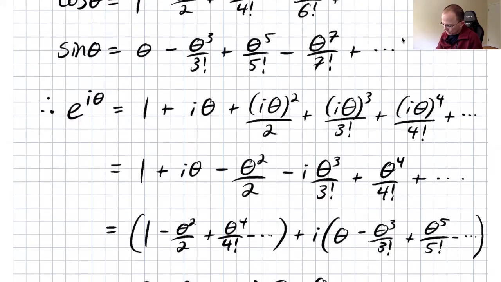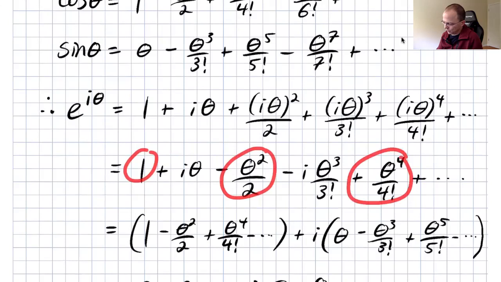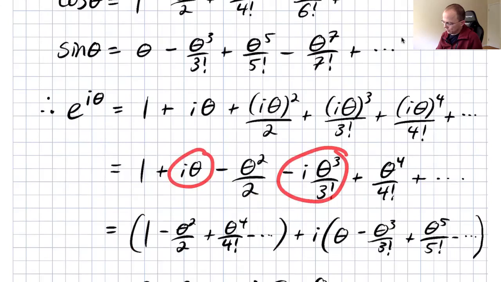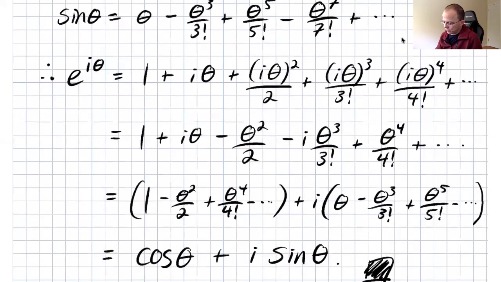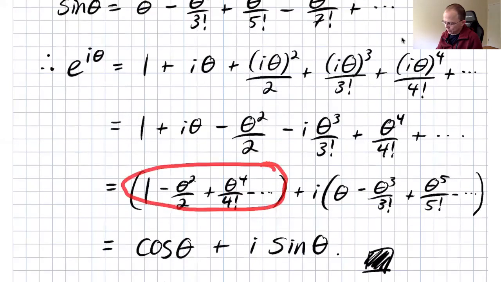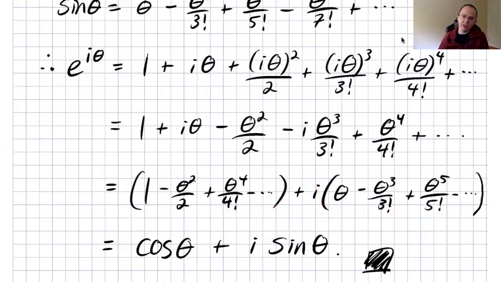Then we can group together the terms that do not have an i. There's no i here for these terms, so we'll group those together. And then we'll group together the terms that have an i. So we get plus i times theta minus theta cubed over 3 factorial plus theta to the 5th over 5 factorial, and so on. And then we just observe that this is the Taylor series for cosine theta, and this is the Taylor series for sine theta. And that is essentially the proof. So you can prove this formula through Taylor series.